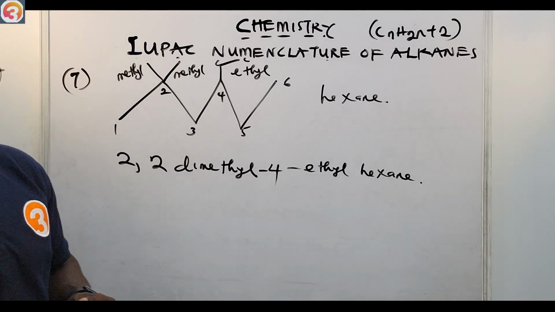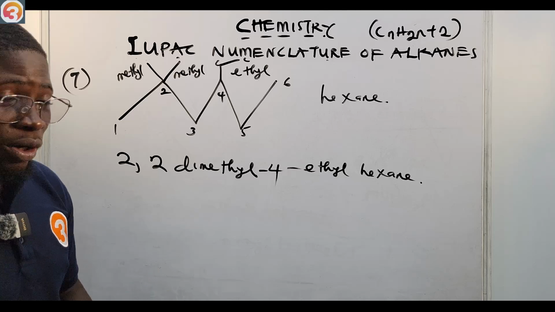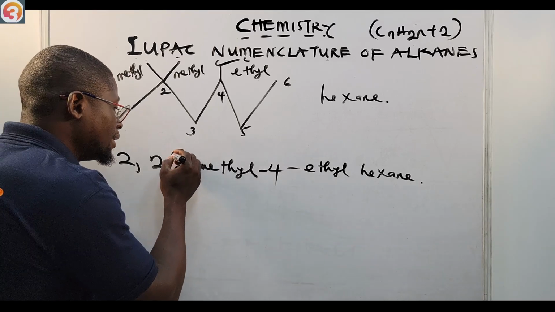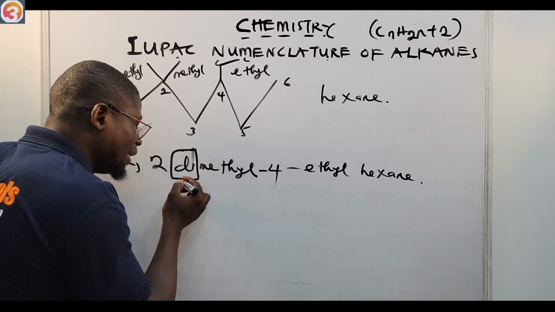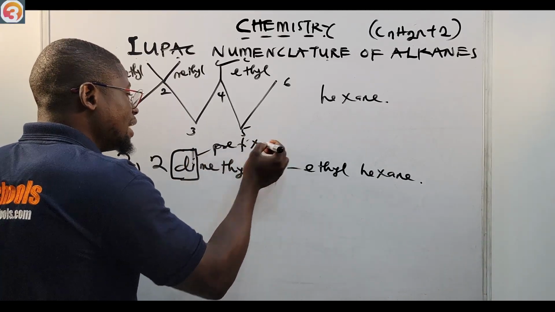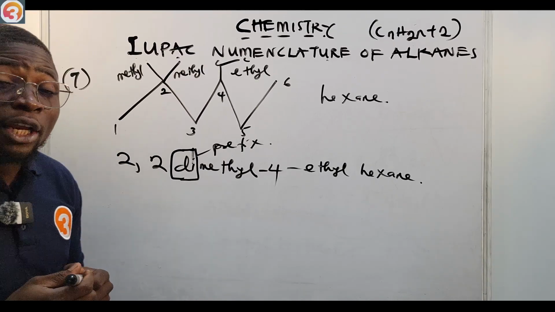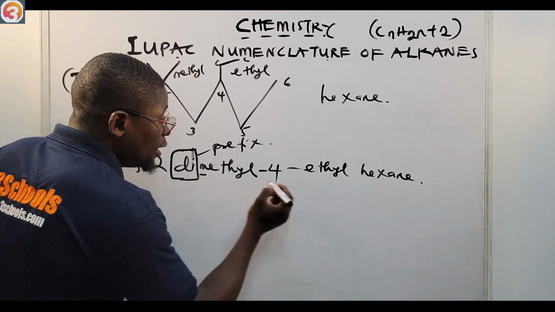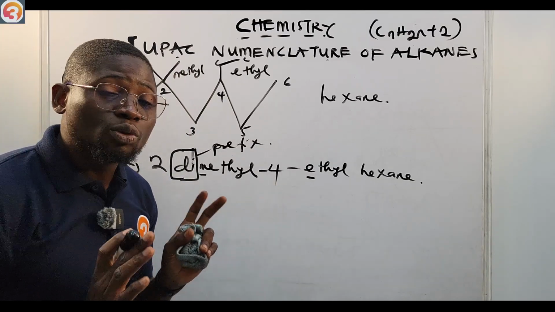When we are alphabetizing, if you are using the alphabet, we do not consider the prefix. This prefix does not concern the naming. Wait till you go look. Now this M and this E, it is this M and E that you take into account.